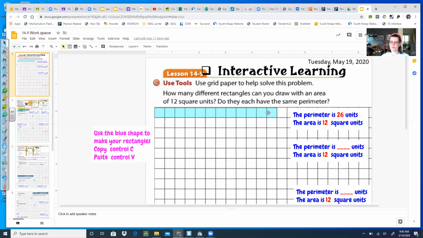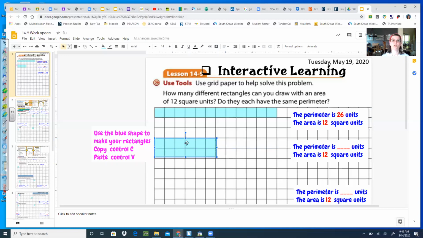Now we have to think, what other numbers can I multiply to get 12? I've already done 1 times 12. Can I do 2 times something? I'm going to grab my rectangle. I've touched it and activated the thing around it. Now I'm going to do Control C and Control V, and bring it down here. Hopefully while I was talking, you thought, oh, Mrs. Mears, 2 times 6. So I am going to change the shape so it is a 2 by 6. I think I made it too big. There we go. Let's check that.